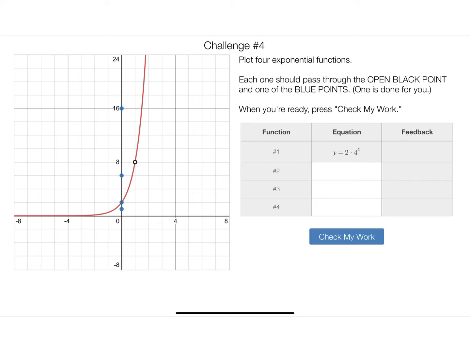Hey folks, I noted some people had some struggles with challenge 4 from the Desmos on Friday, so I just wanted to go through that quickly. They've done one function for you, and you'll notice the only difference here is that we've now got a multiplier in front of the 4 to the x.